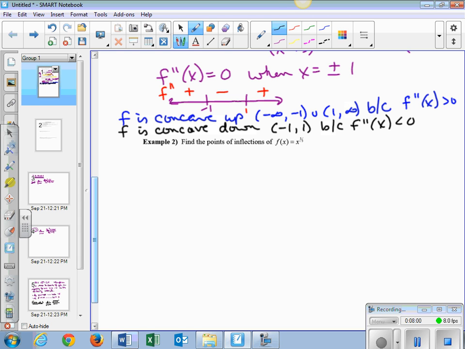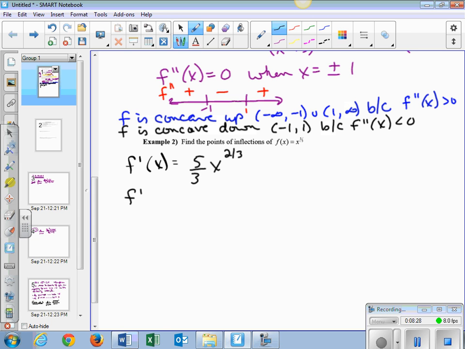I'm moving on to example 2. Example 2 says to find the points of inflection. So I am going to, first of all, find my first derivative. This one's not hard to find. You just bring your 1/3 down in front. Is that a 1/3? No, actually that's a 5/3. I can't see it, sorry. 5/3 down in front. X is now raised to the 2/3 because I'm going to subtract 1 from that exponent.